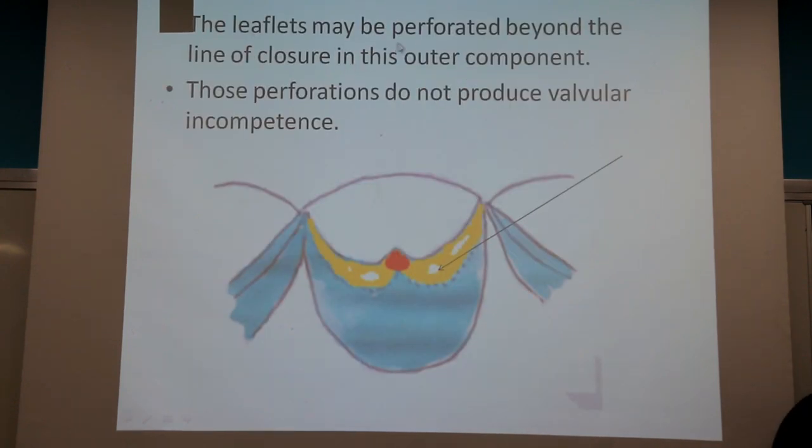The leaflet may be perforated beyond the line of closure, in this outer component. This perforation does not produce regurgitation. So you may find some perforation in the lunula, but it does not affect the function of the valve, because the line of closure is here. Not here, it's here.